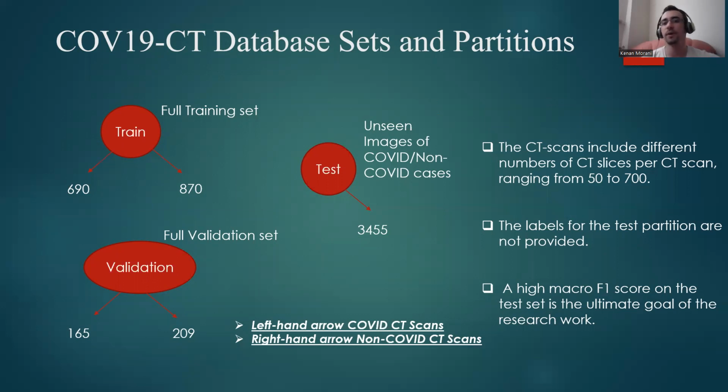The CT scans include different numbers of CT slices, ranging from 50 to 700. The labels for the test partition, of course, are not provided; you have to send your results there. What is basically required from the work here is to get a high macro F1 score. You want to try your methodology on the validation set first, get a high macro F1 score, and then send your results to check on the test set, the unseen images, for COVID and non-COVID diagnosis. So this is basically what the data set is about, the sets of the data.